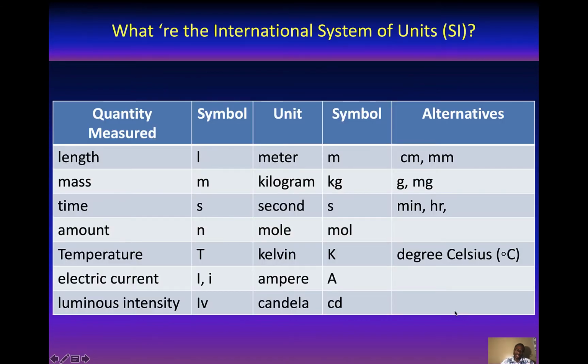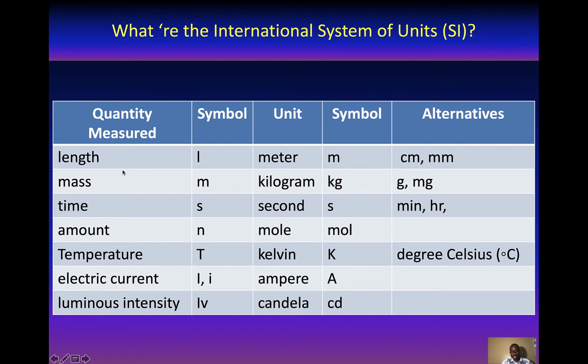So what are these units? Now, the SI units are 7 in number, and they include the following: length, mass, time, amount, temperature, electric current, luminous intensity. Now, as you can see, the 7 base units do have their corresponding symbols. And also they do have their corresponding units. And the corresponding units also have their corresponding symbols. And also some do have what we call the alternatives.